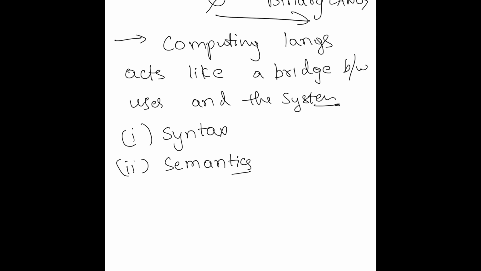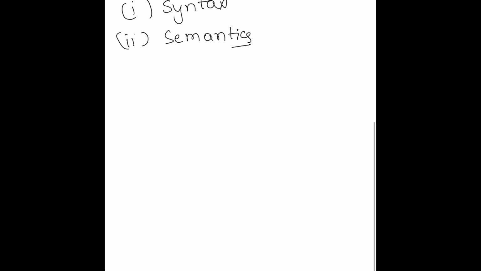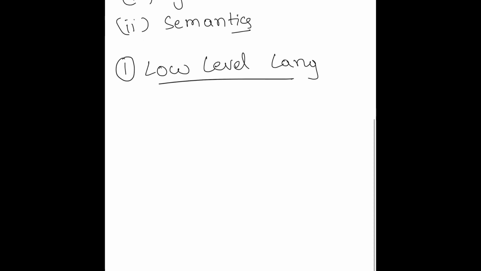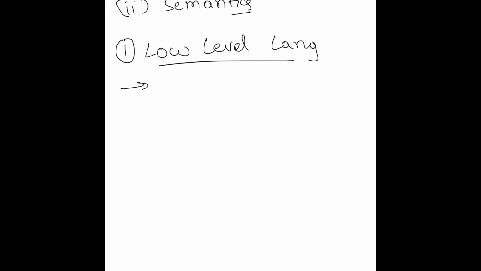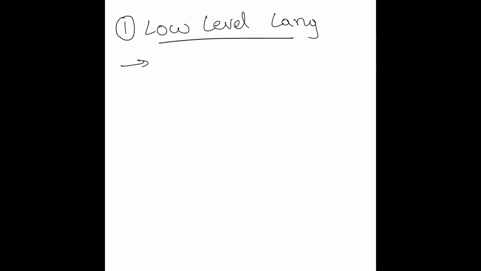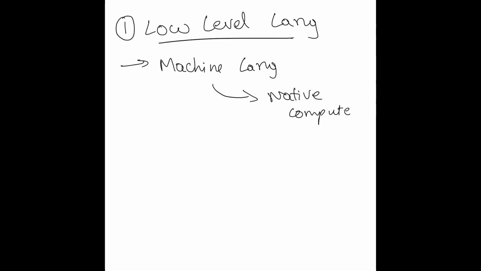And there are types of computing languages. One is low level language. Let's take the example of machine language. This is the native language of the computer, which is not understandable for normal human beings. So we use computing languages to communicate with the computer.